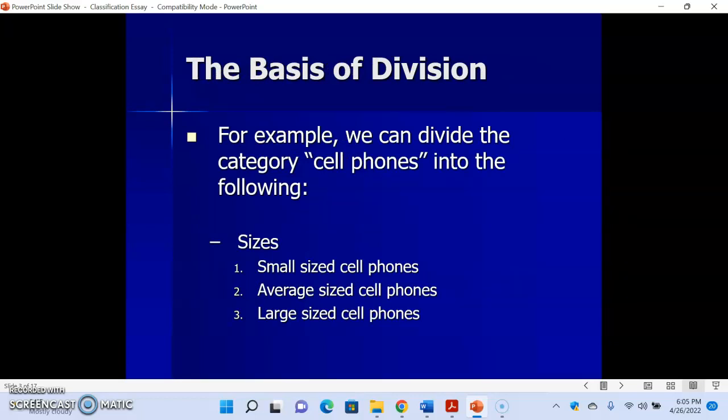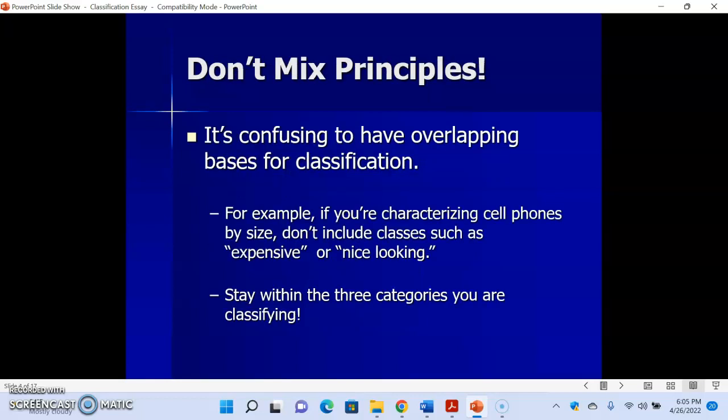So if you had to divide the category cell phones into sizes, right? For example, what is the principle here? The principle is sizes. So small size cell phones, average sized ones, and large sized ones.